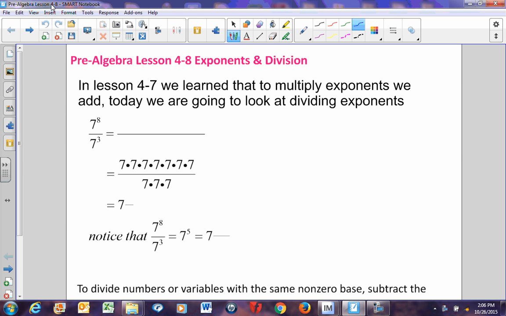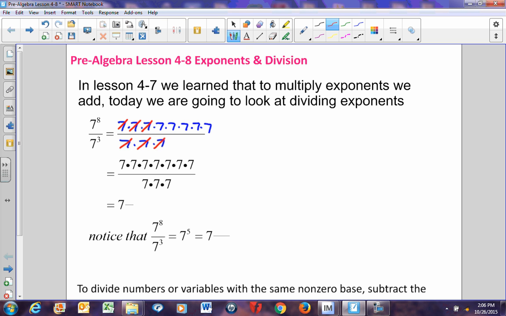Well, 7 to the 8th is the same thing as saying 7 times 7 times 7 times 7 times 7 times 7 times 7, where the 8 goes, divided by 7 to the 3rd, which is 7 times 7 times 7. Right? If we look at those and we simplify, we can see that one of the 7s on the top can cancel one of the 7s on the bottom. The second 7 on the top can cancel with the second 7 on the bottom. And the third 7 on the top can cancel with the third 7 on the bottom. Okay? So we end up having something that looks like this when you're done.